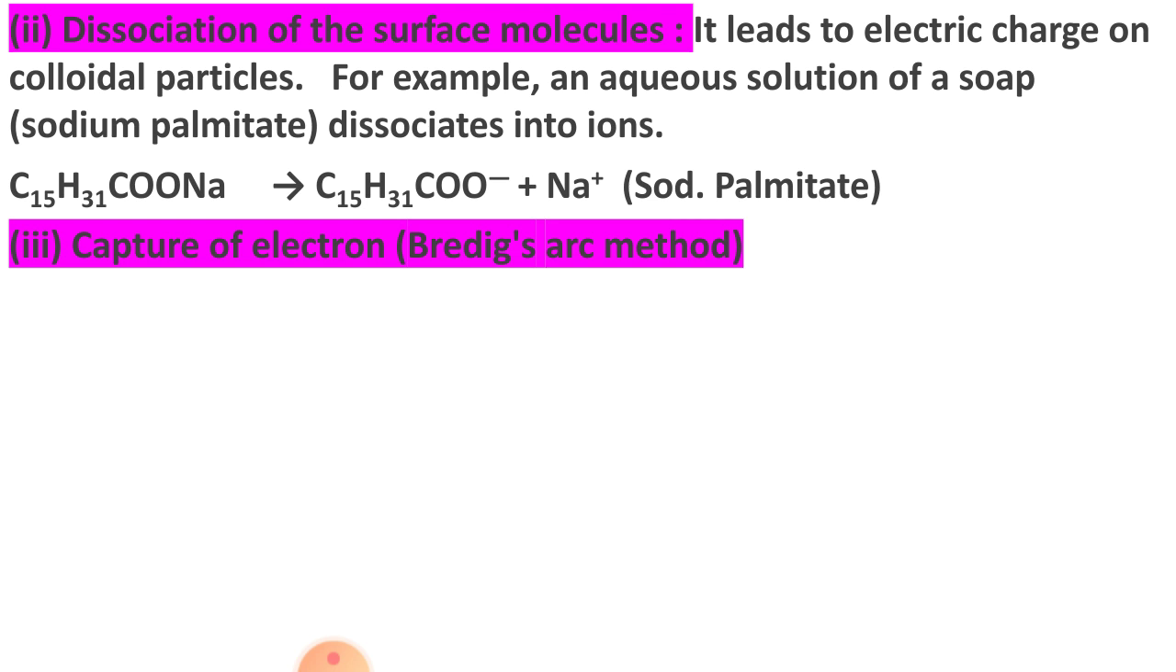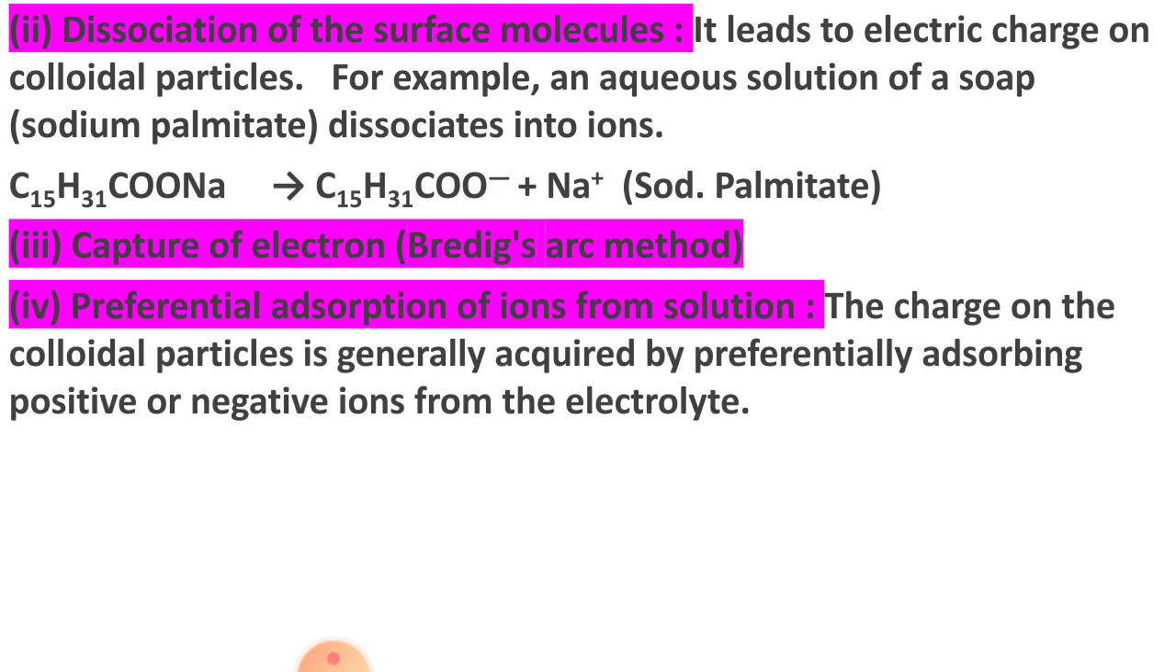So that is one more method by which the charge develops on the surface of colloids. One more method, that is the most accepted method, is preferential adsorption of ions from the solution. So now the charge on colloidal particles is generally acquired by preferentially adsorbing positive or negative ions from the electrolyte in the medium. So now we will take some examples to explain this.